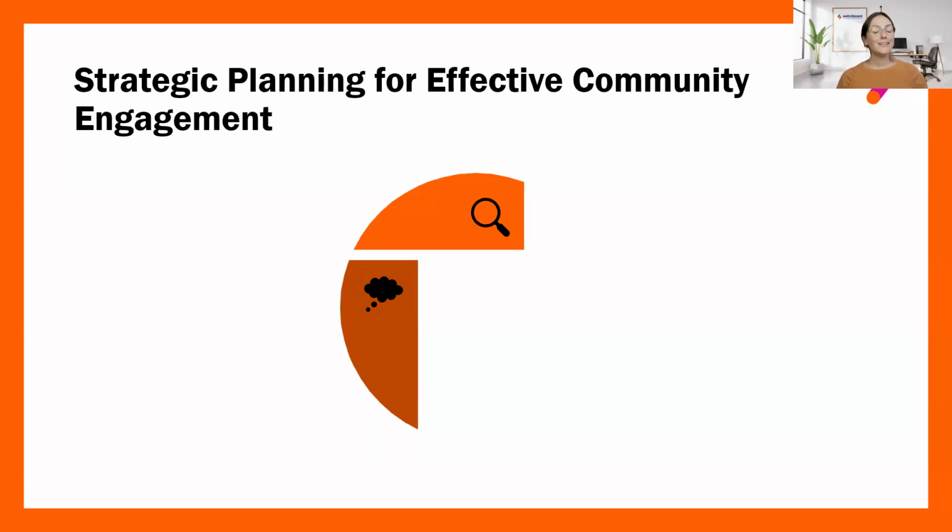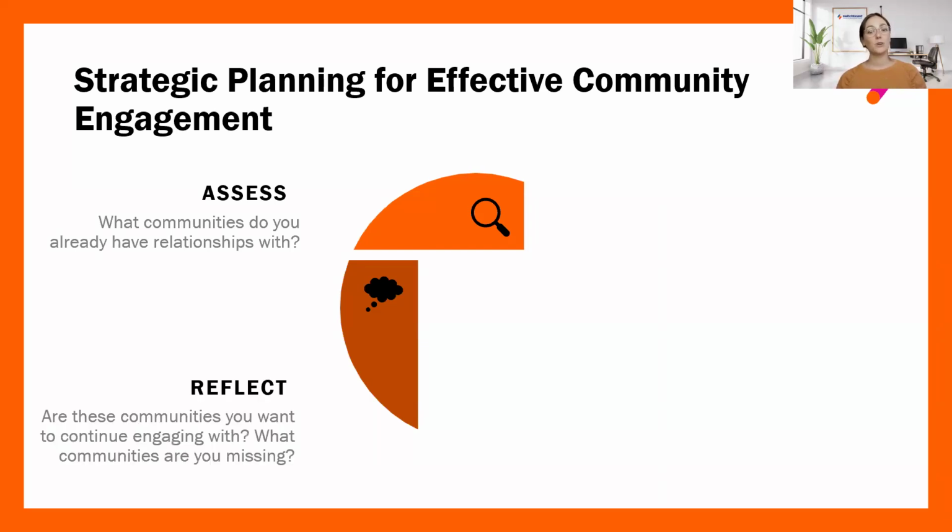So, strategic planning for effective community engagement. We're going to talk about 4 different ways to do so. First being assess: what communities do you already have relationships with? And reflect: are those communities what you want to continue engaging with, or are there communities you might be missing?